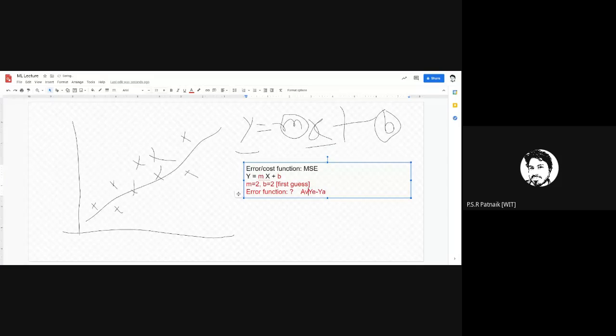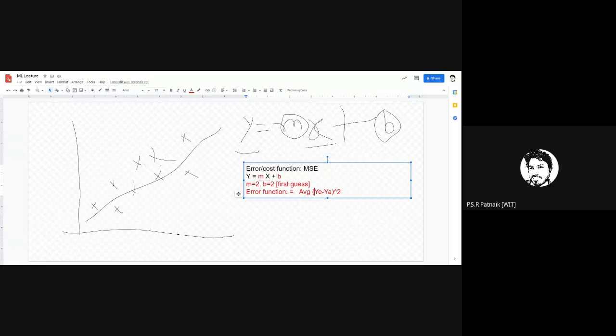So the average of y expected minus this, and I'm taking a squared error. So this is what you're doing, right? So the error function is equal to the average of the squared values of the difference between y expected and the actual values.